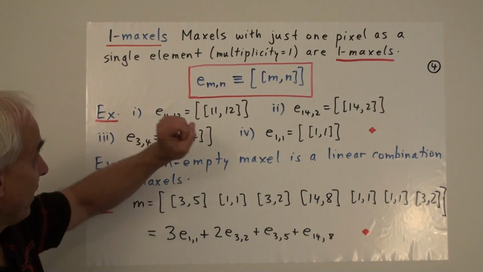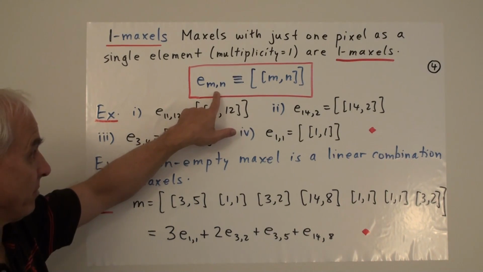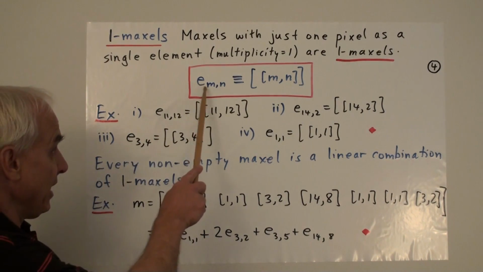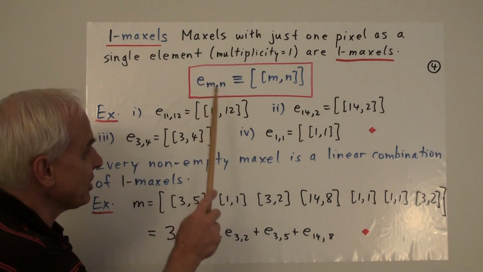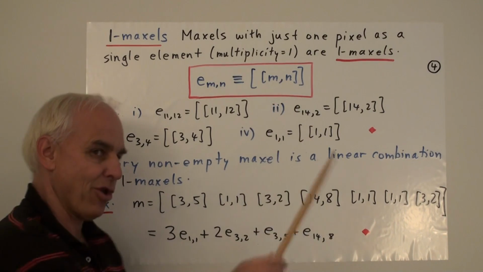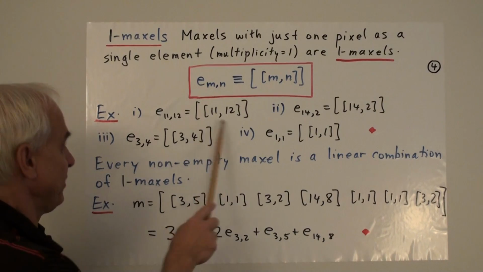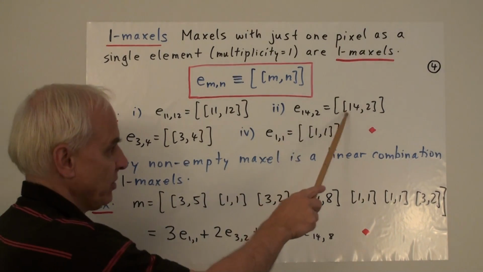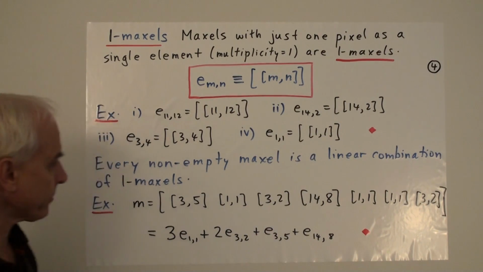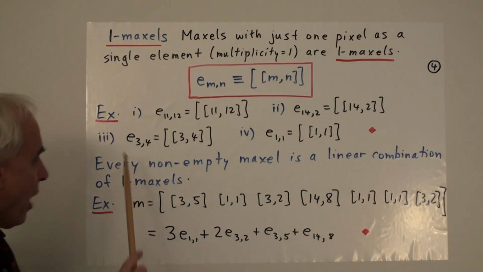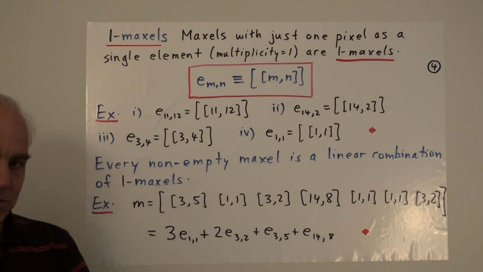We're going to give this kind of maxel a particular notation. We're going to call it E, M, N. So EMN is just the maxel consisting of the single pixel MN. So for example, E1112 is this maxel, E14.2 is that maxel, E34 is that one, and E11 is that one. Now, every non-empty maxel is a linear combination of one maxels.